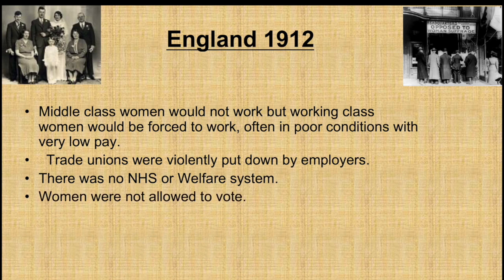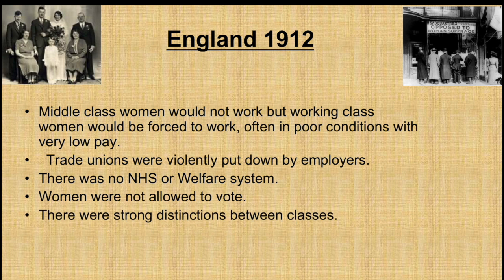Women were not allowed to vote. So in 1912, you've got another 6 years before women are allowed to vote, and on top of that, it's then 10 years after that before they're allowed to vote on the same terms as men. And there are incredibly strong distinctions between classes at this time.